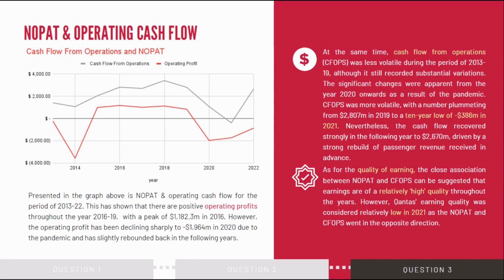But the cash flow from operations in 2021 is lower. We think that's because of the pandemic. But since they're selling off their assets, the profit is increased. That's why their earnings quality is low compared to the other years. Does that answer your question?